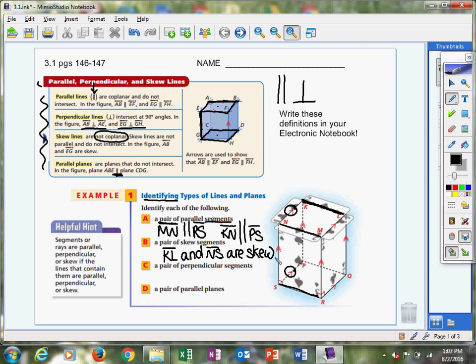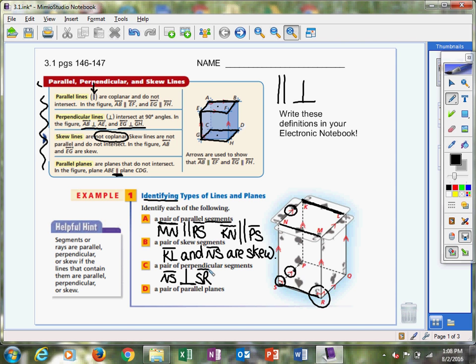That's fine. Letter C, a pair of perpendicular segments. So what are we looking for? Symbolism like this, and in the corners, we're looking for those little boxes that indicate a 90-degree angle. So you're looking for what forms that 90-degree angle. So we could go NS is perpendicular, there's that upside down capital T, to SR.